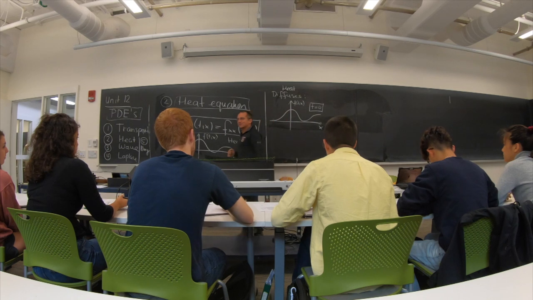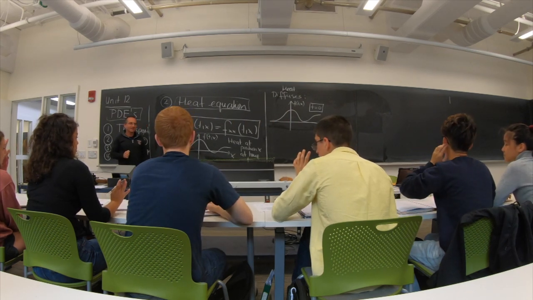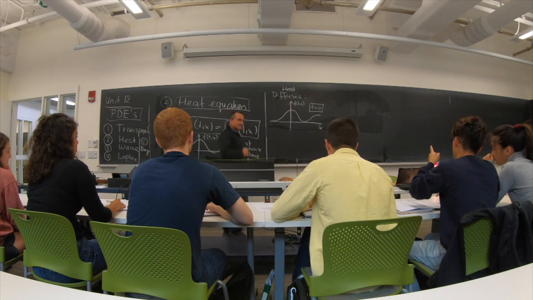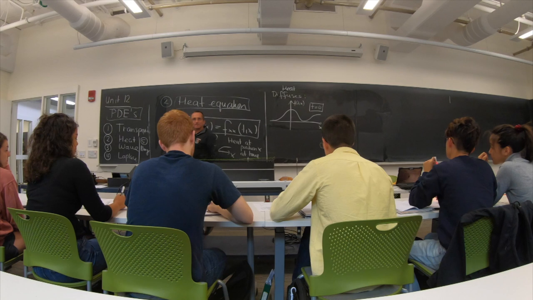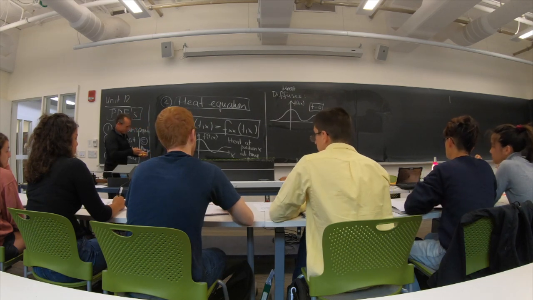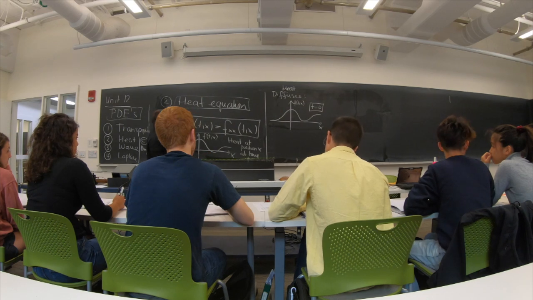Down. Who thinks it's going down? I guess the majority. See, indeed, it's going down. Why is it going down? Yes. It's concave down at that point. Concave down, yeah. The second partial derivative with respect to x is negative. So the partial derivative with respect to time is also negative.